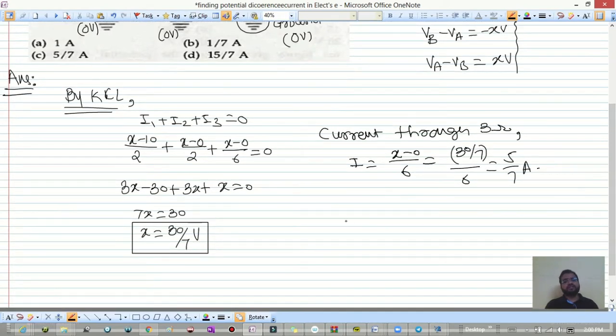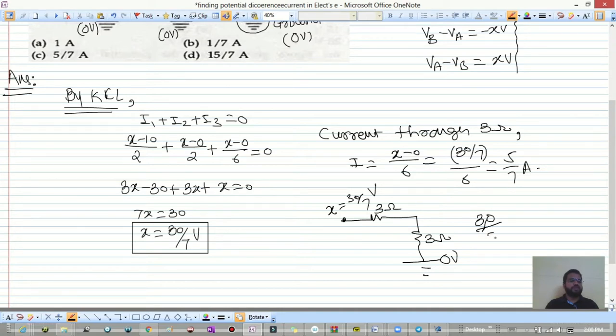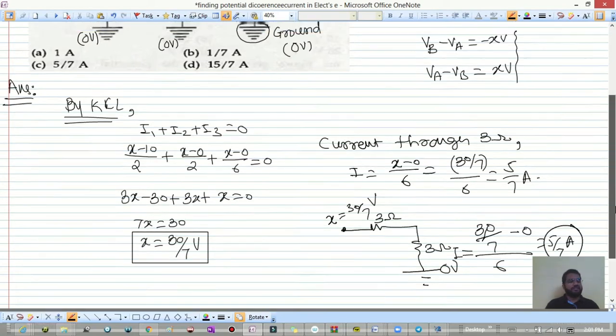So over here the potential at this point is x, that is equal to 30 by 7. This is the 3 ohm resistance, this is the 3 ohm resistance, this is the ground given, that is 0 volts. So this is 3 ohm, this is 3 ohm, this is 30 by 7 volts. So potential difference across this is 30 by 7 minus 0 divided by total resistance 6. So this is the current we have, and that is 5 by 7 ampere, right? So I hope this is clear.